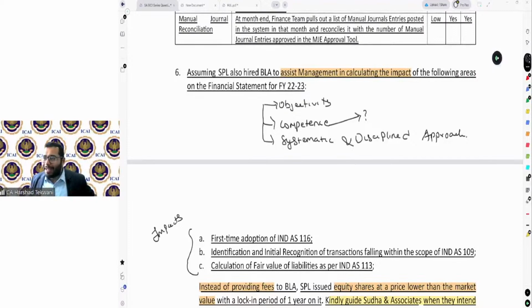Okay, so how will you ensure competency? Pretty simple, we just discussed. How will you ensure competency? Whether the internal audit function has appropriate competency. Quickly. How will you ensure the competency? Okay, good, Sanuja.